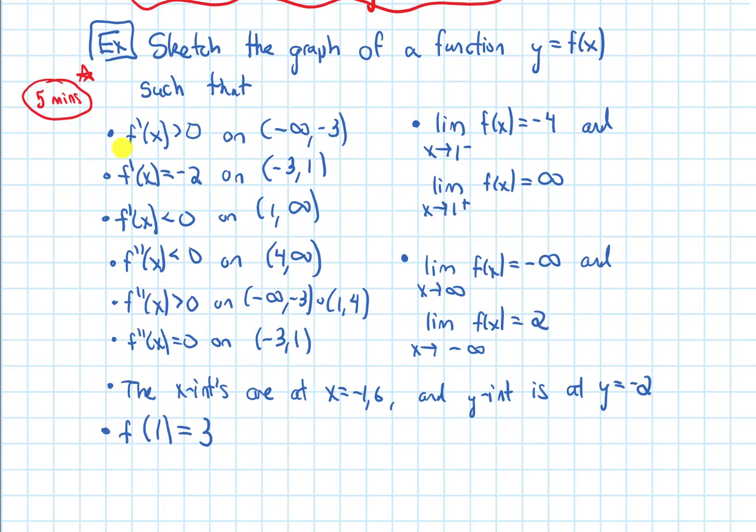So for example, f prime of x needs to be greater than 0 on the interval from -infinity to -3. f prime of x needs to be equal to -2 on the interval from -3 to 1. We also need f of 1 to be equal to 3, and so there's a bunch of these properties. So I want to first give you 5 minutes to try this. Pause it and try it for 5 minutes.